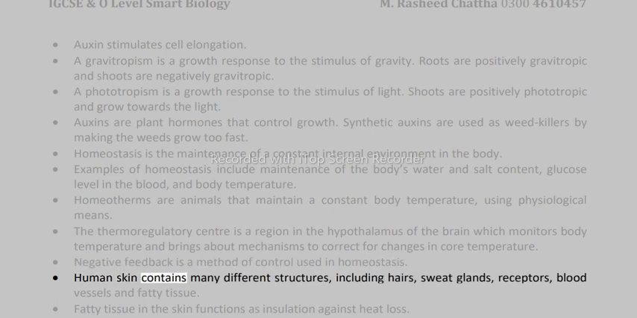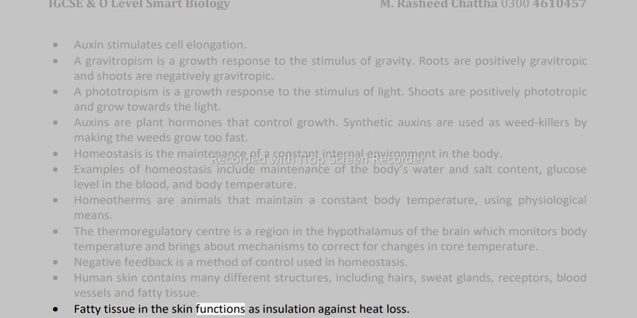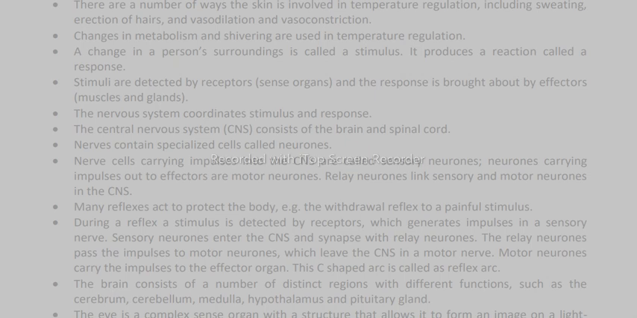Human skin contains many different structures, including hairs, sweat glands, receptors, blood vessels, and fatty tissue. Fatty tissue in the skin functions as insulation against heat loss. There are a number of ways the skin is involved in temperature regulation, including sweating, erection of hairs, and vasodilation and vasoconstriction. Changes in metabolism and shivering are used in temperature regulation.